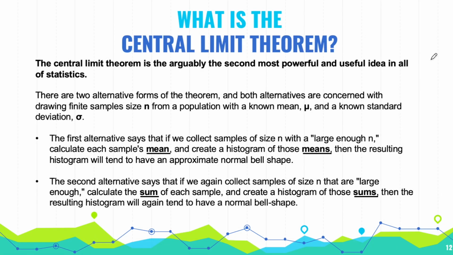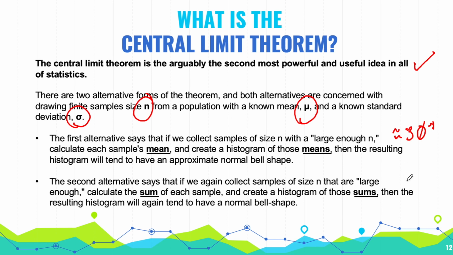The central limit theorem is arguably the second most powerful and useful idea in all of statistics. There are 2 alternative forms of the theorem, and both alternatives are concerned with drawing finite samples of size n from a population with a known mean, mu, and a known standard deviation, lowercase sigma. The first alternative says that if we collect samples of size n with a large enough n, approximately 30 or more, we calculate each sample's mean, the average, and then we create a histogram of those means, then the resulting histogram will tend to have an approximate normal bell shape.